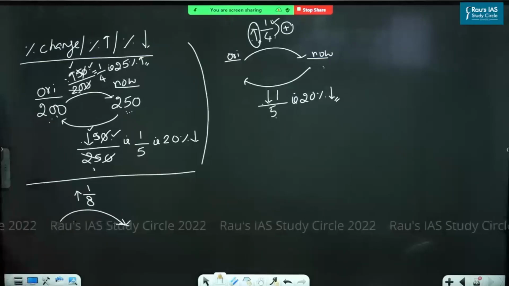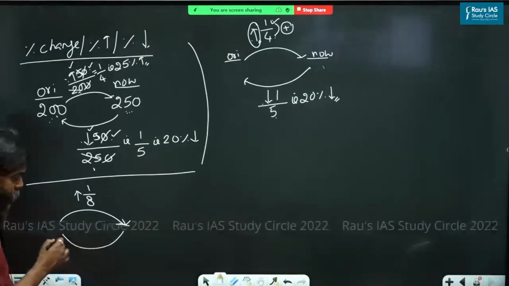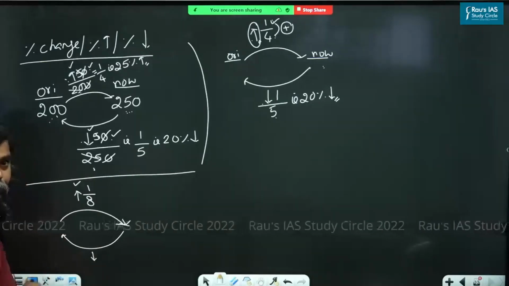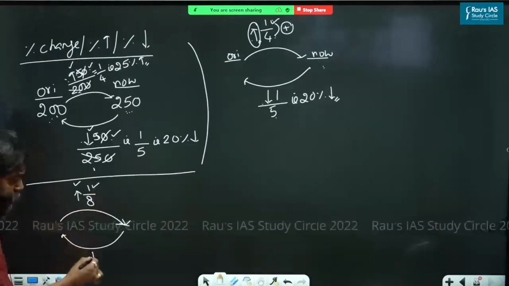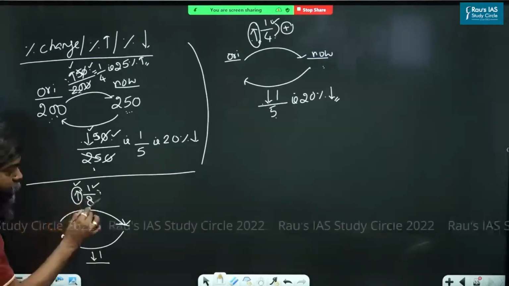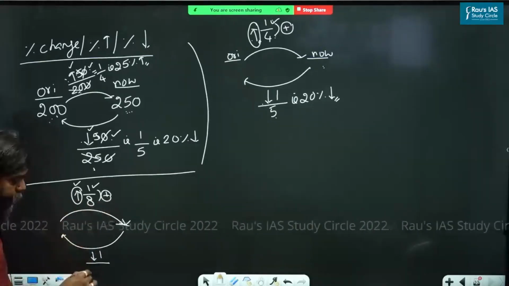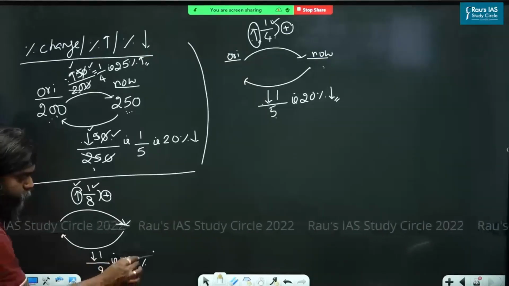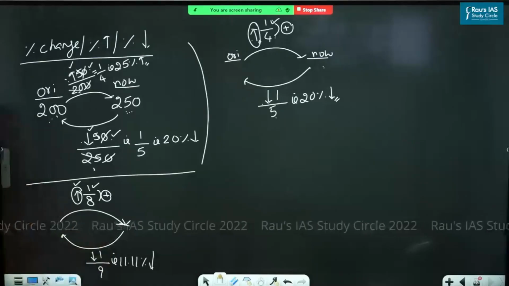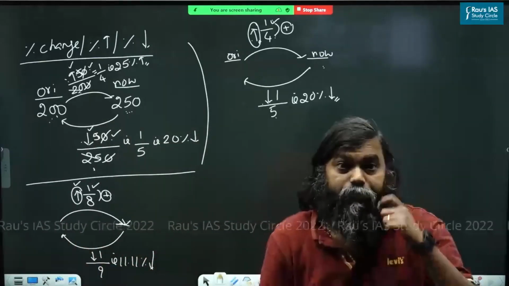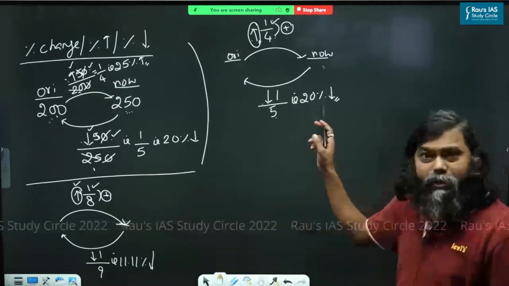From here to here, here increasing means here decreasing. Whatever the numerator, same numerator. The reference is increasing. Add numerator and denominator. That is 9. That means 11.11% decreasing from here to here. Here, 20% decreasing.